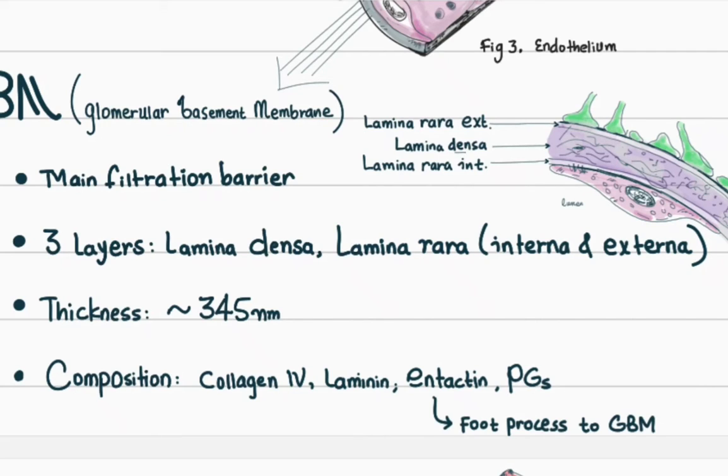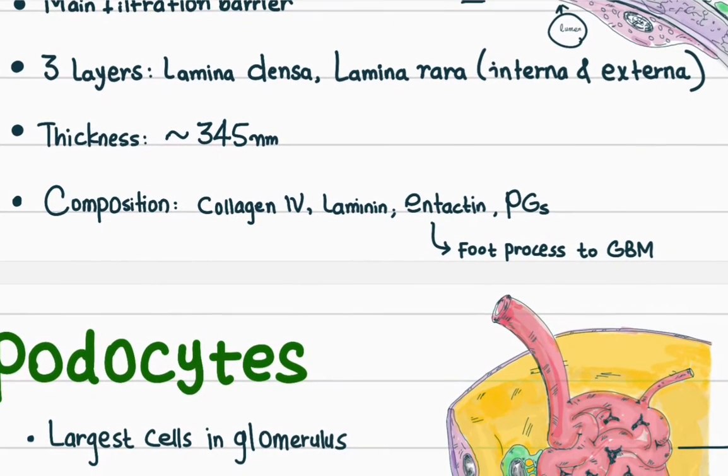It has three ultramicroscopic layers, which means those structures can be appreciated using an electron microscope. We have the central electron-dense layer called the lamina densa, and two thin rims: the one within the capillary lumen is called the lamina rara interna, and the one exposed to the urinary or Bowman's space is called the lamina rara externa. It has a thickness of around 345 nanometers, which is very minute.